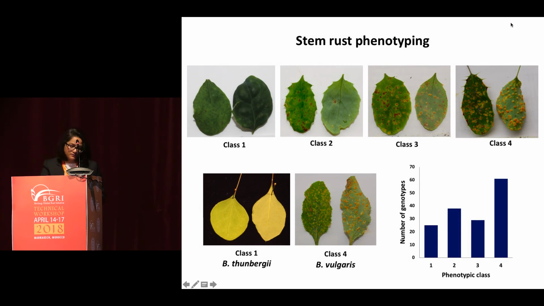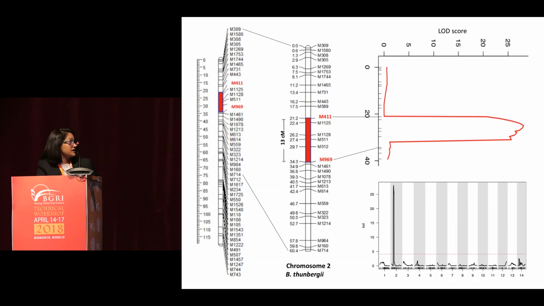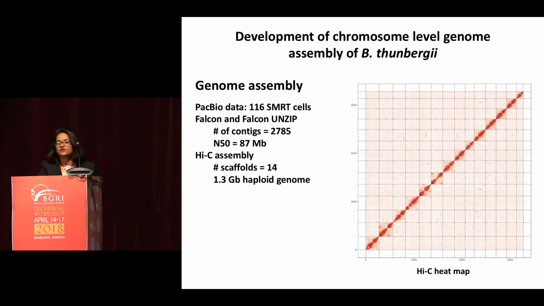So now that we had both the linkage map and the phenotype, we were able to run the QTL analysis, and we found one QTL in the resistant parent with large effects in chromosome 2. So this was great news for us, but as you see in that picture, it was a fairly large region, 13 centimorgan. So what do we do with that? The next logical step for us was to build a reference genome so that we could fix the genes in that QTL region.